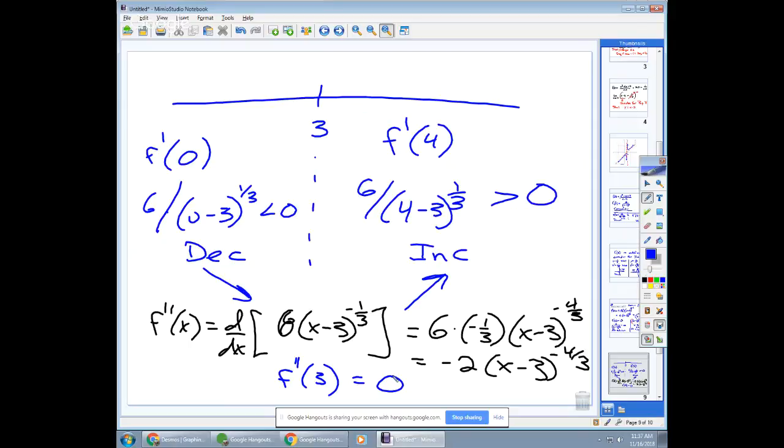Wouldn't that be undefined, not 0? That would be dividing by 0, so it's not 0, it's undefined. Thank you very much, William. That does not exist.